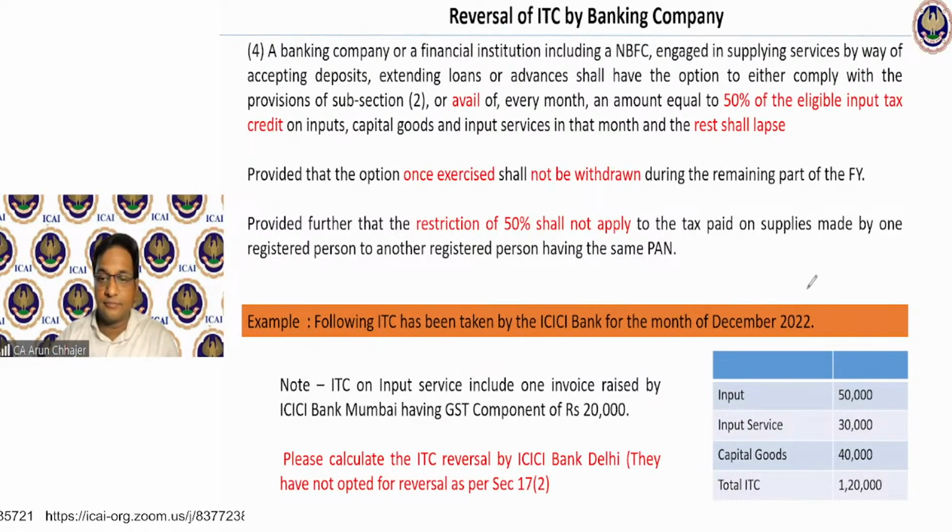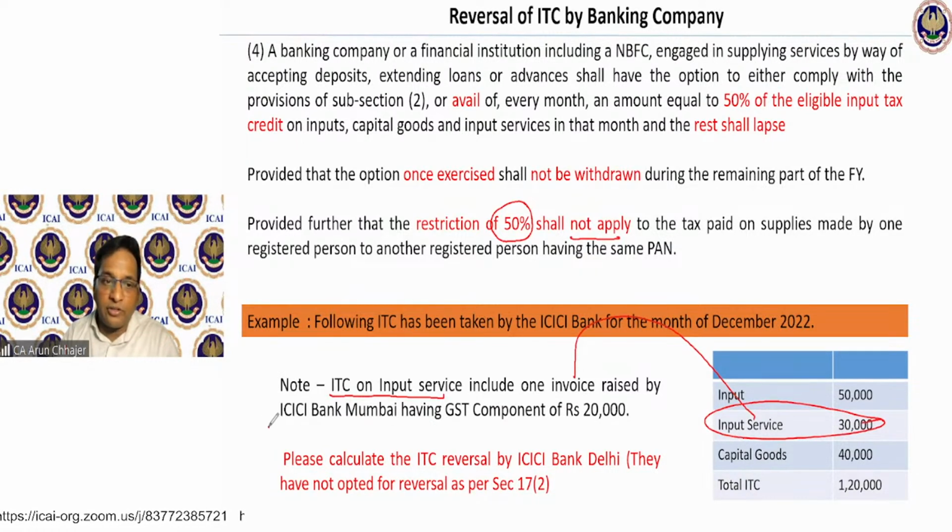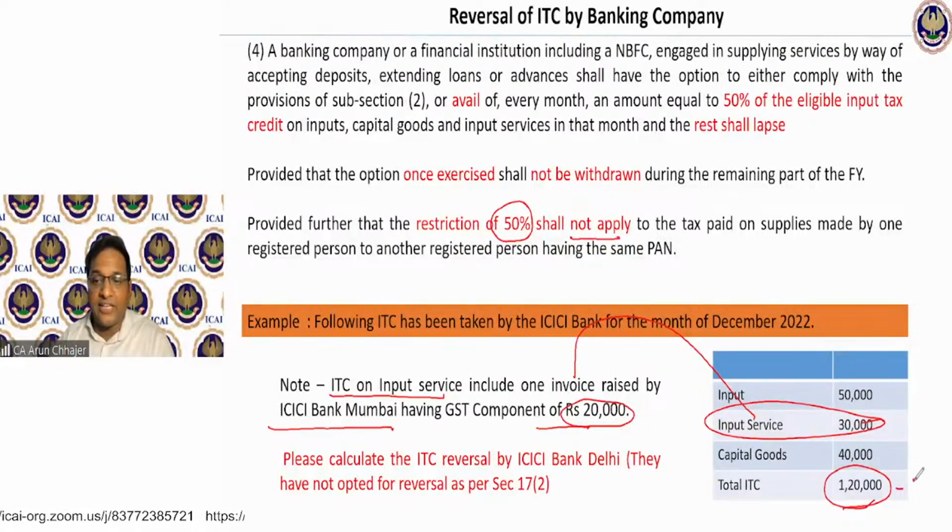They are saying that the restriction of the 50% does not apply to the same PAN with multiple GST numbers. Now, the ITC on the input service includes one invoice raised by ICICI Bank Mumbai having a GST component of 20,000, meaning out of 120, they will exclude 20,000. So on the balance amount of 1 lakh, the 50% reversal will be applicable, because on this 20 it will not apply. I hope it is clear.